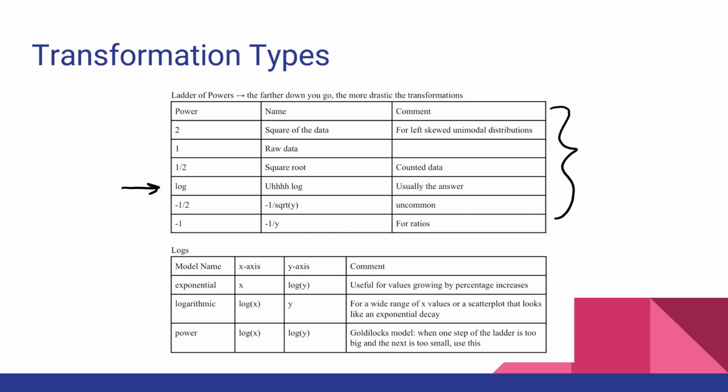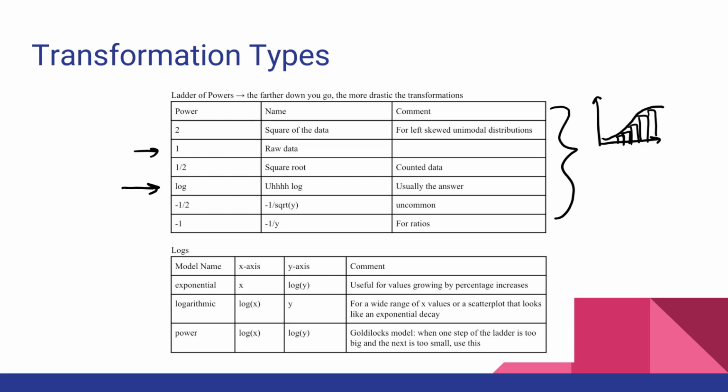You square your data when you have a severely left skewed unimodal distribution, so that would look something like this. If your histogram had a massive tail on this side and then went outwards this way with a big skew, then you could square the data to make it look more similar. Our 1 on our ladder of powers is keeping the raw data, so that is when our data already looks straight. We're not doing any further transformations to it.